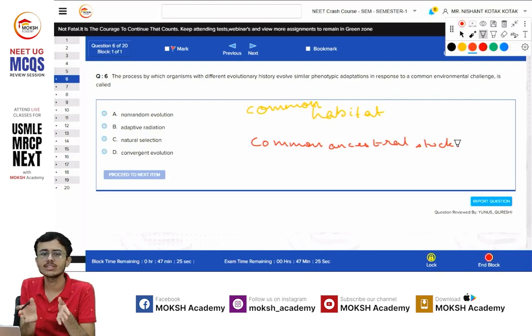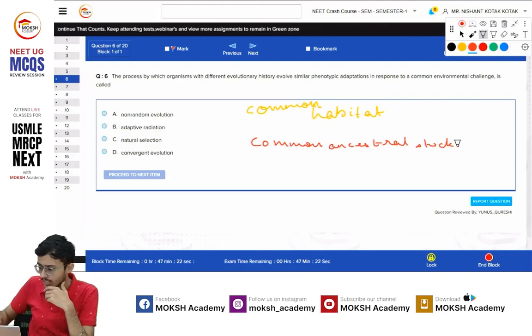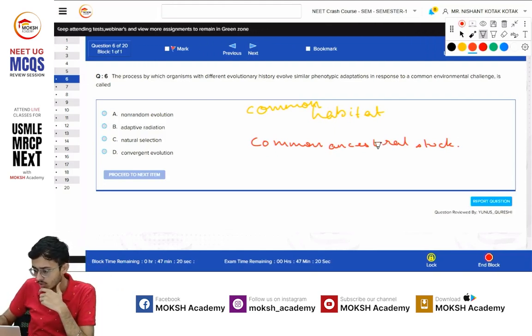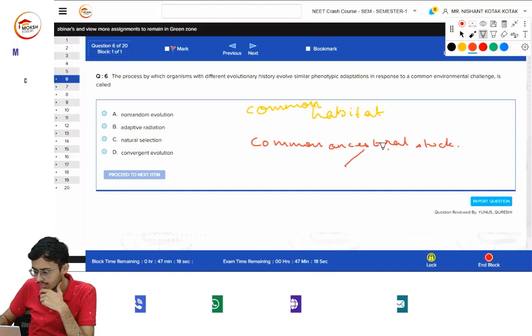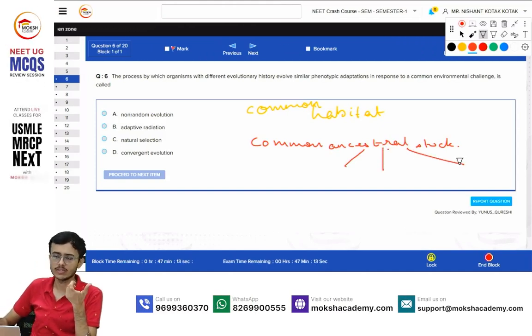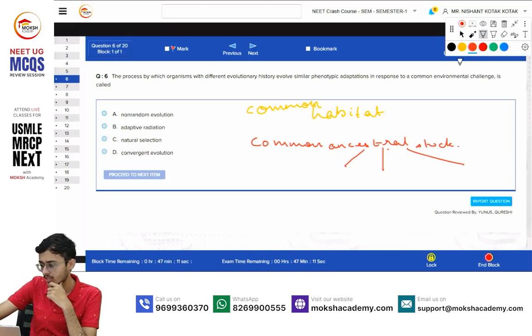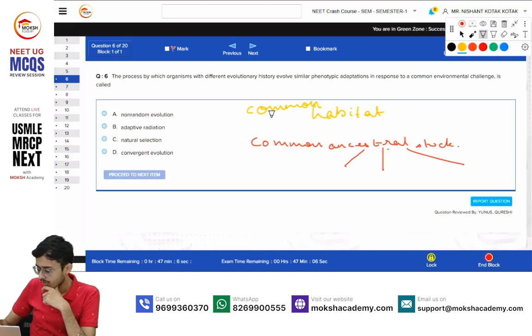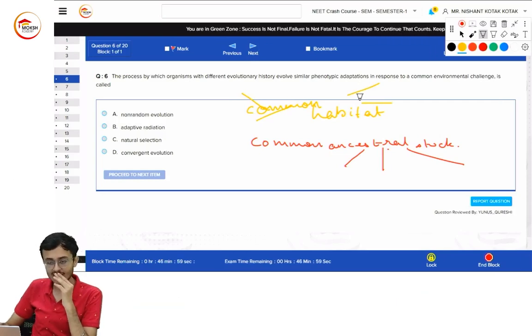This is divergent evolution. It came from a common ancestral stock, and then it divided itself into different habitats. This is where you see divergent evolution. And convergent evolution, conversely, is when you have organisms from different ancestral stocks, but they all come to a common habitat. So now let's apply this logic.